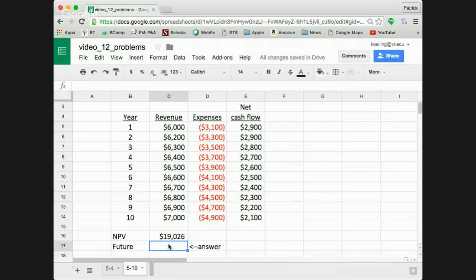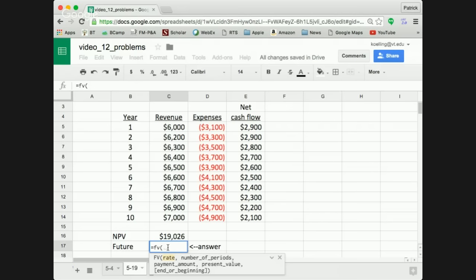$19,026. And the future worth, it doesn't specify in the problem at what point you'd like to find the future worth. We will find it at the end of year 10. So we're going to take this number and move it to the future, move it to year 10. Many ways to do that. As I've told you before, I like to use the formula. We will use the FV function today.